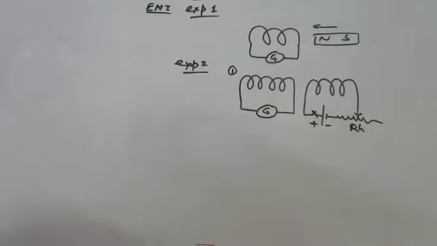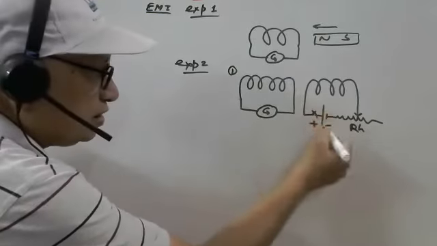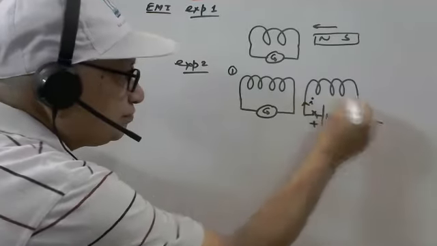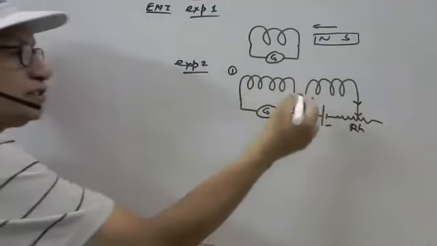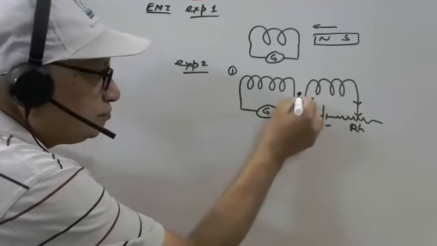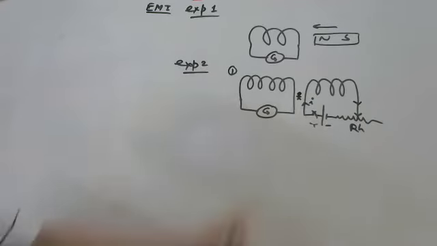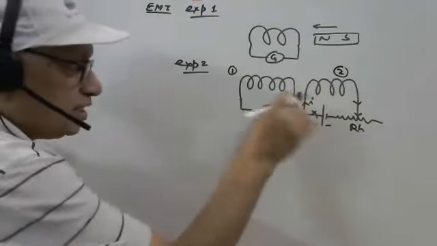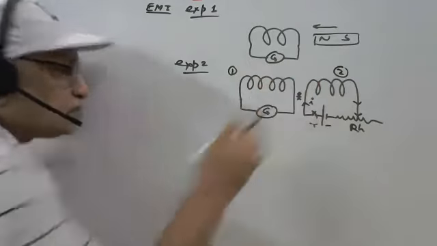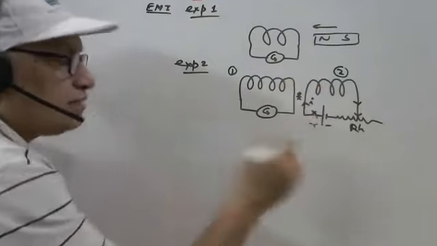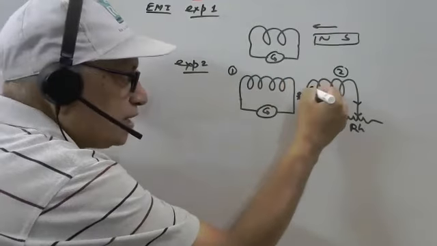Whenever the key is closed, current starts flowing. Let us say because of this polarity, current flows like this, and if you see from this side, then in coil 2 or solenoid 2 we are looking southward. South pole, because of this clockwise current, south pole develops here.